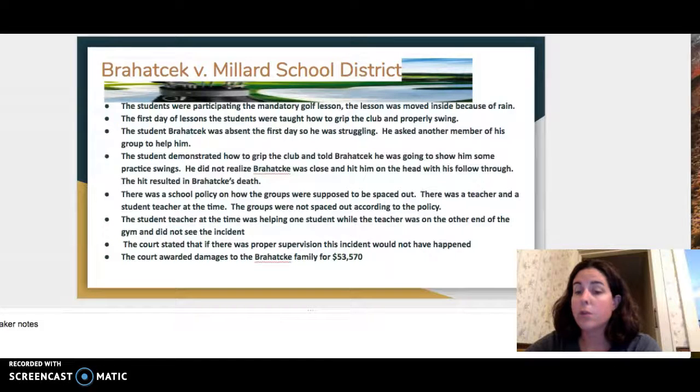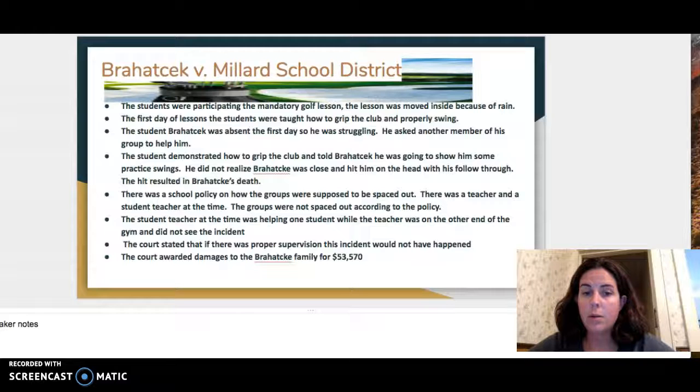He asked another member of his group to help him. The member came over and showed him how to grip the club and told him that he was going to show him a few practice swings. When he was showing him how to grip the club, Baratek was against the bleachers. And so the student, when he started to show him the practice swings, thought that he was still against the bleachers, but Baratek had moved closer. So when the student followed through on his practice swings, he hit him in the head, which ended up resulting in him dying.